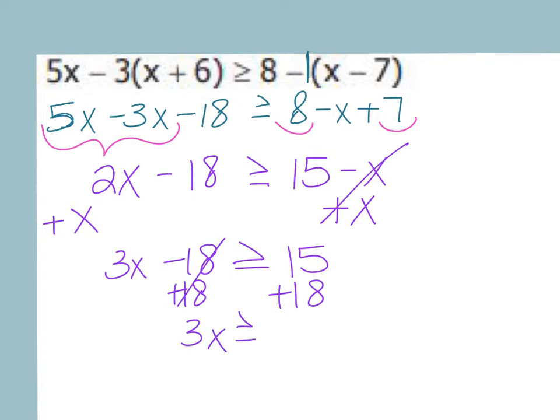3x is greater than or equal to 33. We're almost there. Last step, dividing by 3. So when I write this, I can write it as x is greater than or equal to 11.